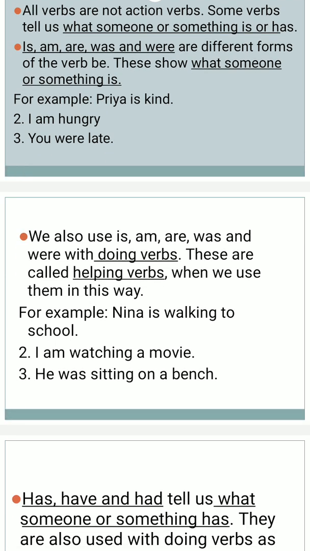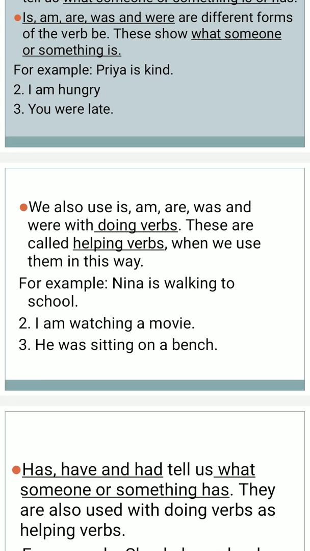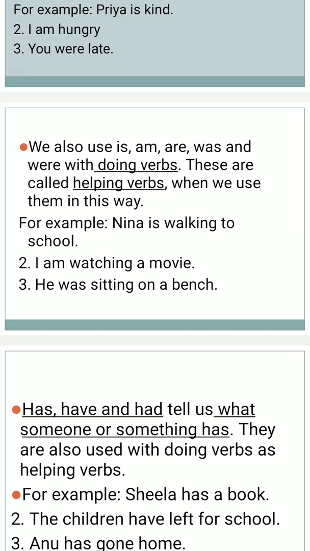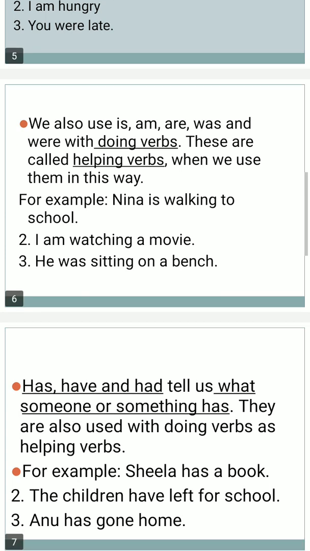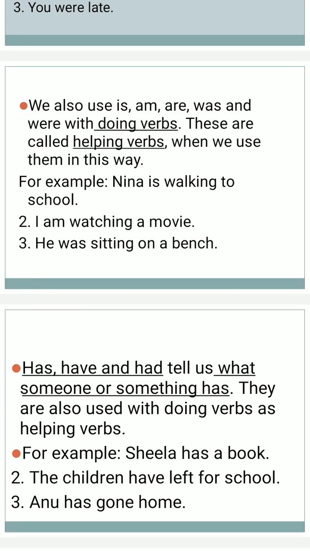Is, am, are, was, and were are also used as doing verbs. Doing means performing some action. These are also known as helping verbs, used with tenses. For example, Nina is walking to the school. We are telling what Nina is doing. Nina is performing an action called walking. When we use the present continuous form of a tense, to represent an action performed in the present time, we use the helping verbs is, am, and are.